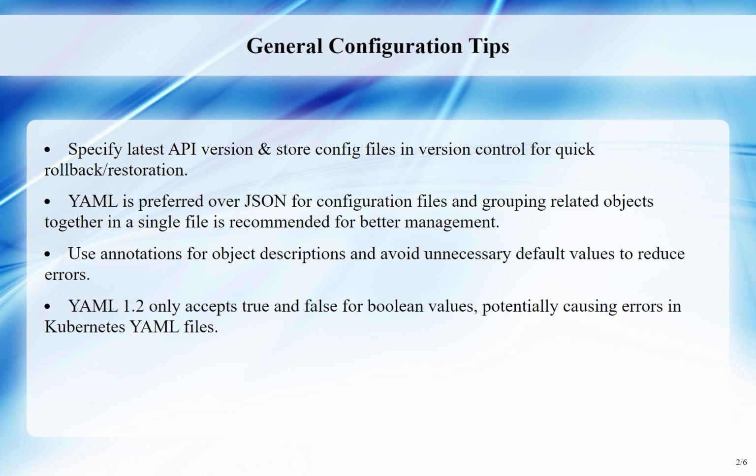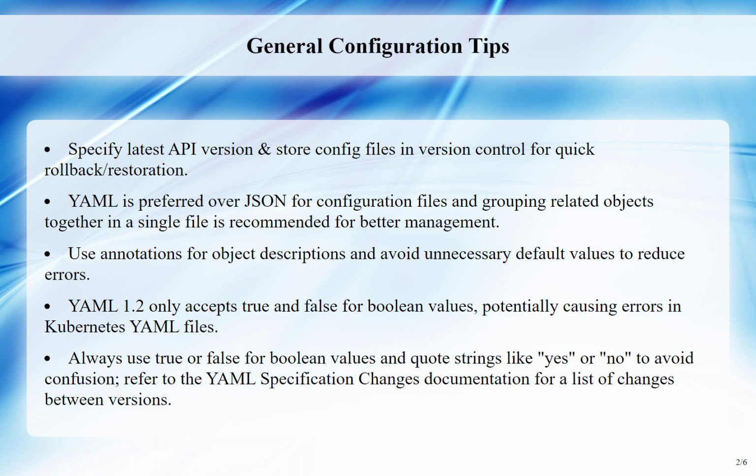Be aware of a breaking change in YAML versions regarding Boolean values. YAML 1.2 only recognizes true and false, while YAML 1.1 also accepts yes, no, on, and off. Kubernetes uses YAML parsers mostly compatible with YAML 1.1, so using yes or no instead of true or false may cause unexpected errors. To avoid issues, always use true or false for Boolean values and quote strings that may be confused with Booleans, like yes or no. Refer to the YAML specification changes documentation for a comprehensive list of changes between YAML versions.